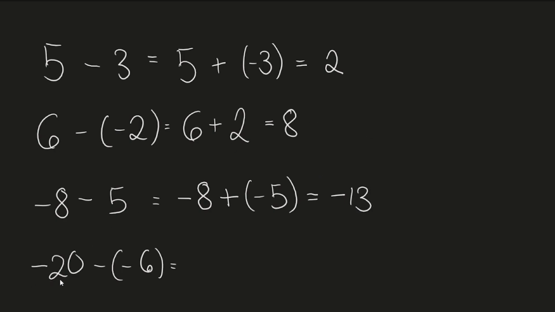Finally, we have negative 20 minus negative 6. Take that negative 20 plus the additive inverse of negative 6. They have different signs. The larger of the two is 20. We're going to take the sign of the 20. And the difference of 20 and 6 is 14.